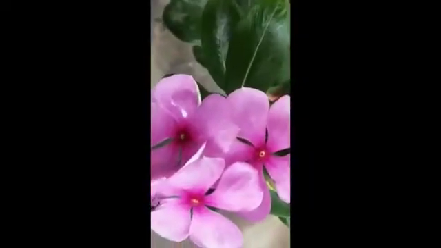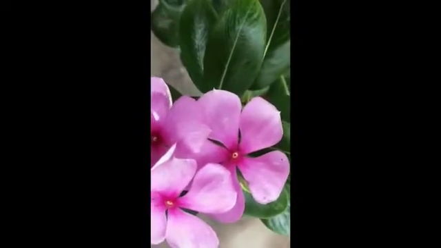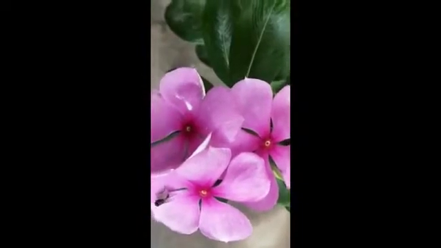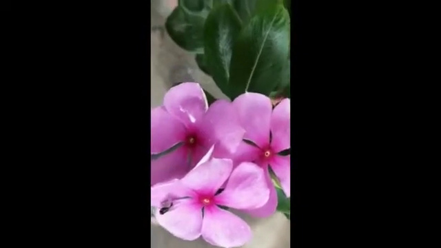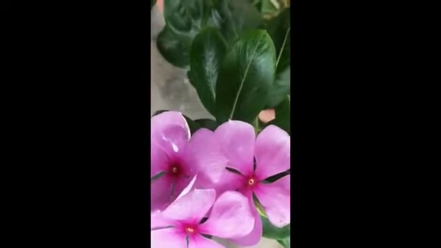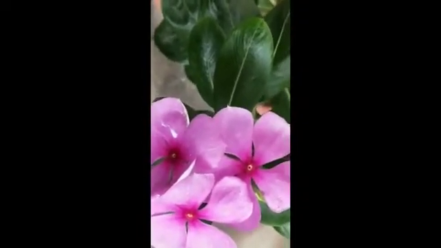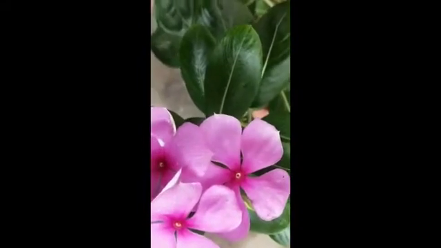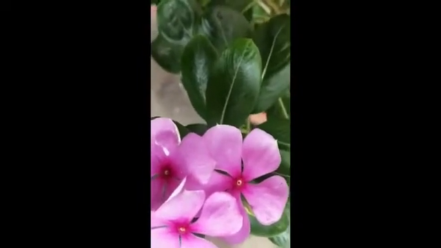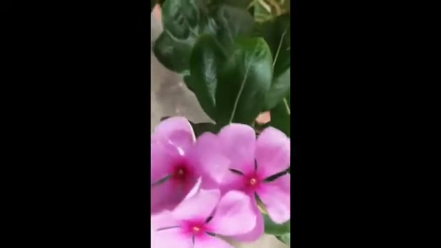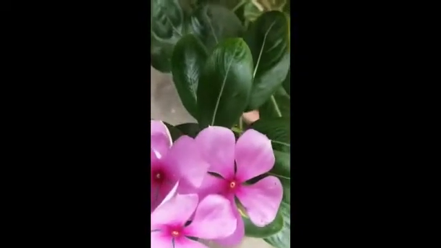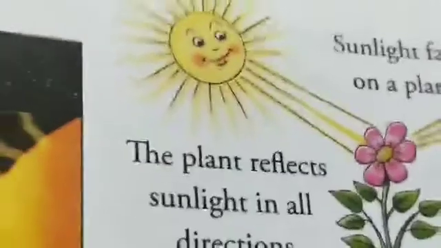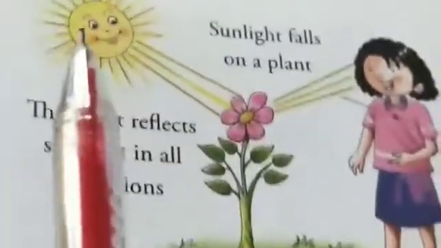See these beautiful flowers. Now you can see the leaves are appearing green and the flowers are pink. Why is this pink? Because light is falling on these flowers and it is reflected back. So we can see these flowers and the beautiful leaf. So light gives us the ability to see. When it falls on an object and bounces back, we can see that object. Understood?